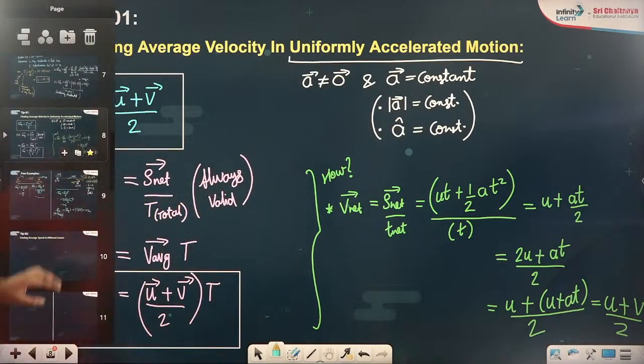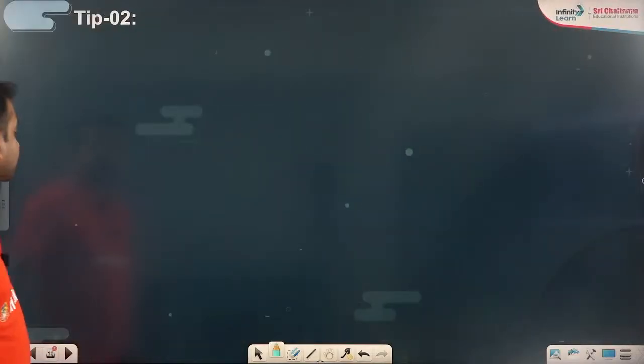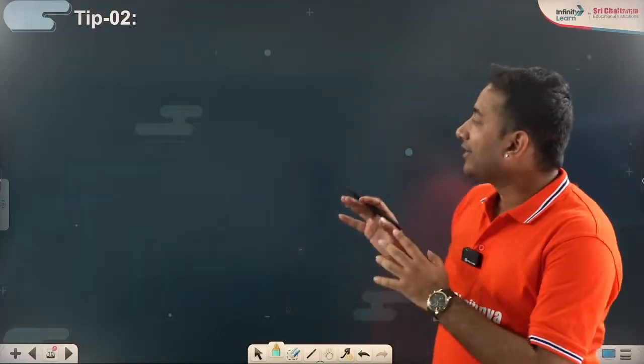Chaliye. Let us move on to another case. Average velocity we have talked about, right? But now our discussion will be with the average speed.